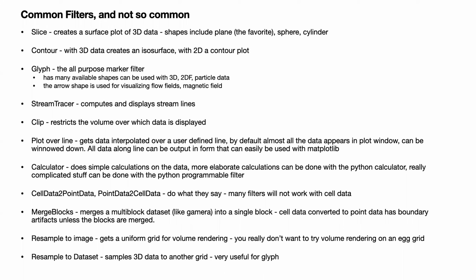Glyph is the all-purpose marker filter. You have all kinds of different shapes that can be used with 3D, 2D, and particle data. The arrow shape is the one that you probably end up using the most because you can visualize flow fields. Stream tracer does the same sort of thing except that it computes and displays streamlines. There are some other filters. There's two other filters that do similar things.